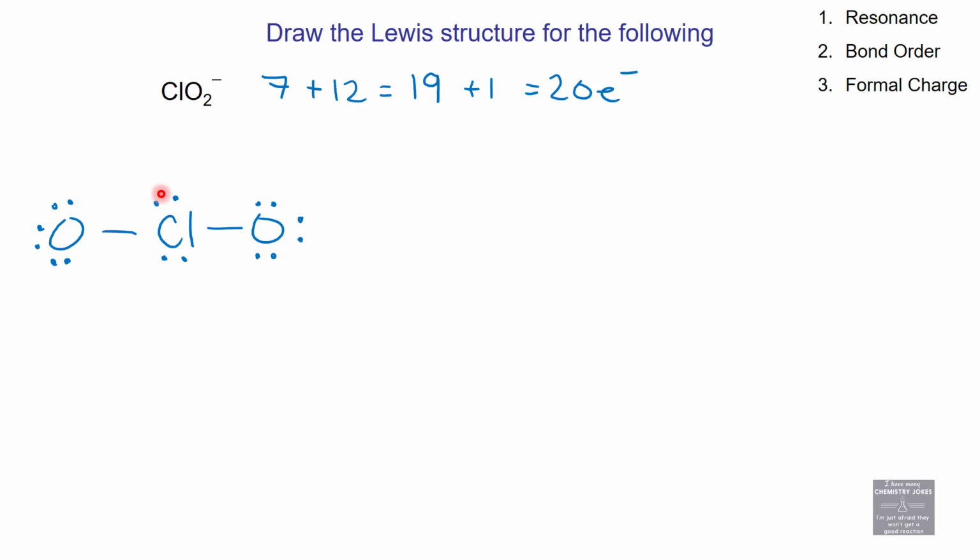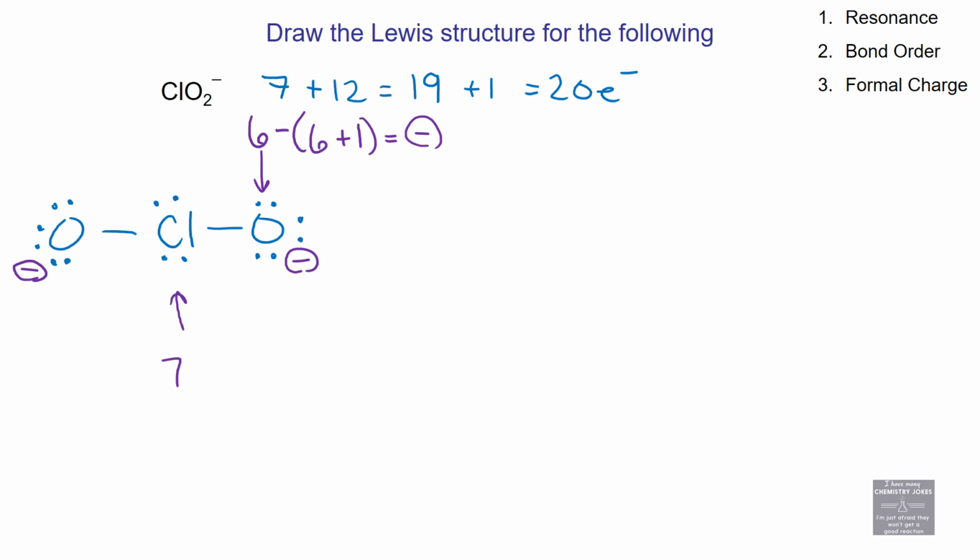2, 4, 6, 8, 10, 12, 14, 16, 18, 20. Whoop, whoop, whoop! But wait, before we celebrate too much, we need to add formal charges to this thing. Oxygen is in group 6, so he's got 6 valence electrons, minus 6 lone pair electrons, plus 1/2 the number of bonding, that's 1. Oxygen is a -1. Both of these oxygens are making 1 bond, so they are a -1.